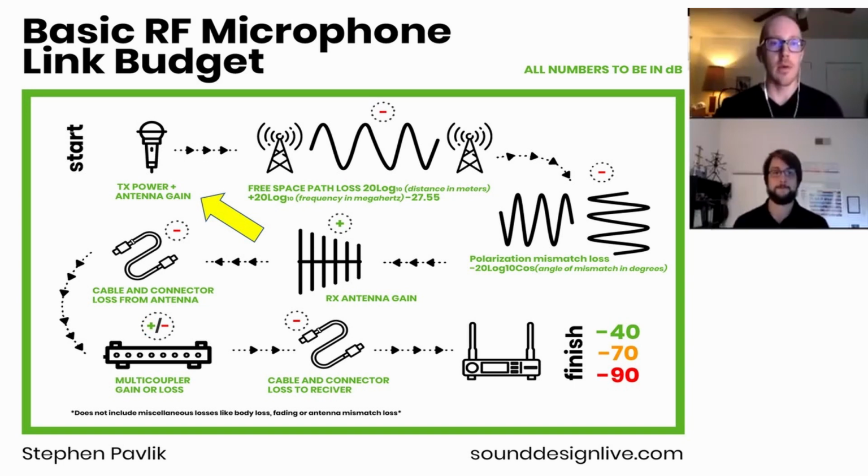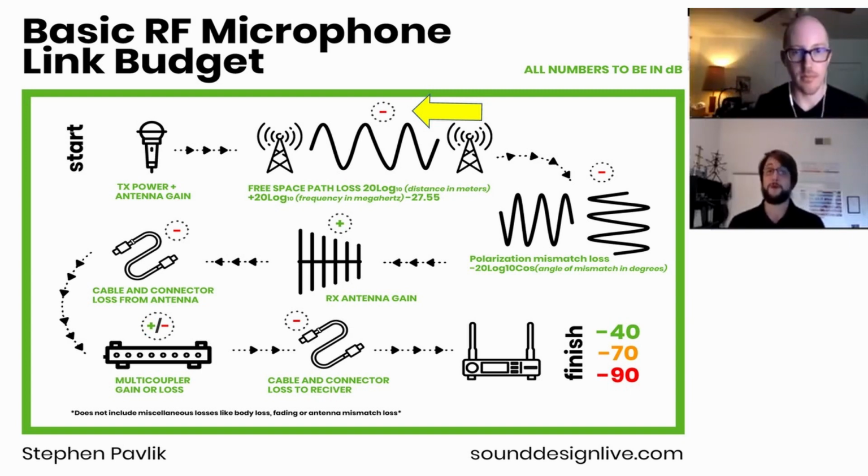Great. Okay, so I would find that out first, and then this minus symbol here means that going through the air to the receive antenna, I'm going to have some loss. Yes. So minus free space path loss, which is going from the microphone's antenna to the receive antenna. We have quite a bit of loss, and that is really the wireless link. That is the wireless section of our RF. Okay. And I saw this note down here in the bottom: does not include miscellaneous losses like body loss, fading, or antenna mismatch.